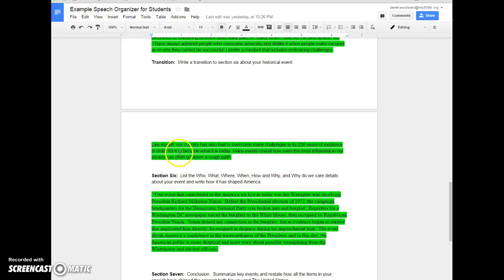If you read this transition, you'll see how we're really talking about how events contribute to who we are today, in a sense of not just ourselves, but now we're going to say that about our country. So you don't need to relate your historical event to who you are, you just need to relate it to the concept of cause and effect. So I transition from my hobbies, or whatever was before that, by saying, like myself, our country has also overcome many challenges in its 238 years of existence in order to become what it is today. Many events reveal how even the most influential in our society can often go down a rough path.